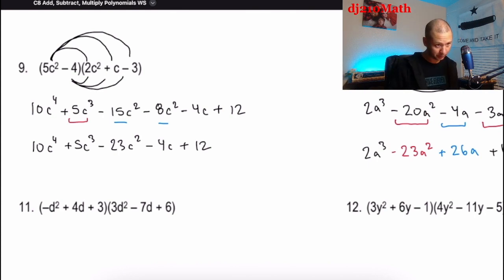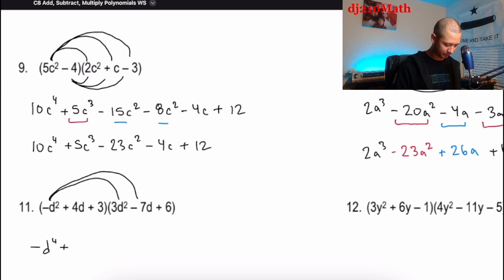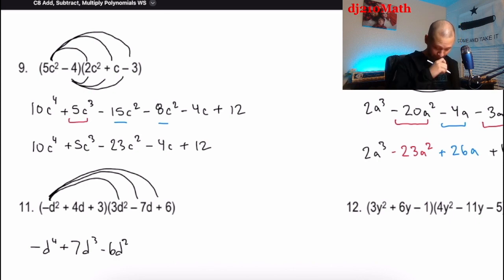Binomial times a trinomial. This is going to be negative d to the fourth, positive 7d cubed, negative 6d squared.